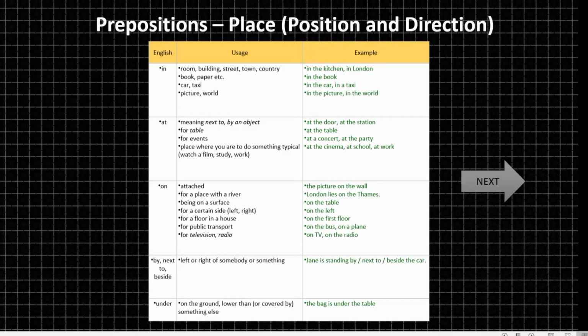And by, next to, beside. Usage, left or right of somebody or something. Example, Jane is standing by or next to or beside the car. And under, usage for on the ground, lower than or covered by something else. Example, the bag is under the table.